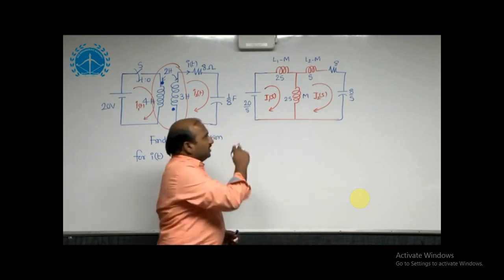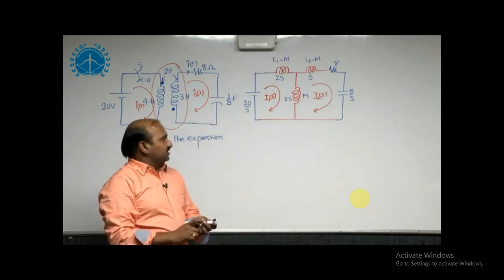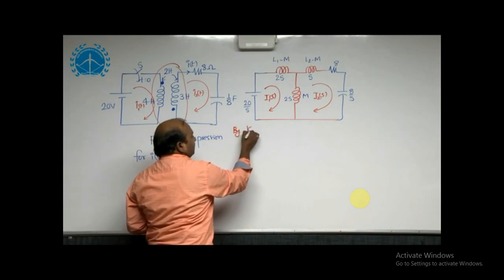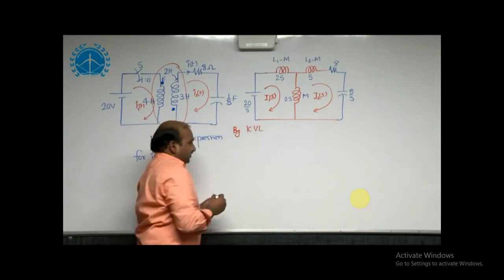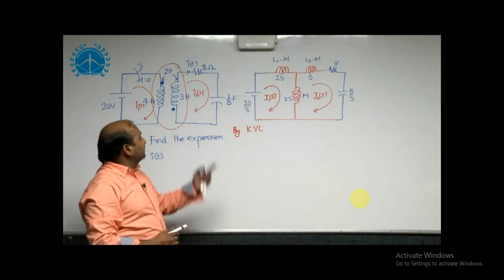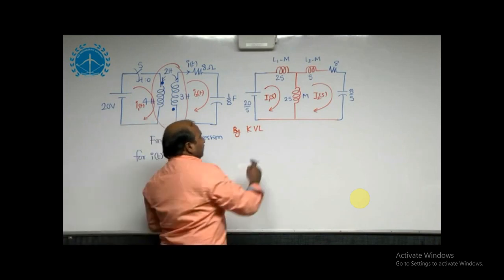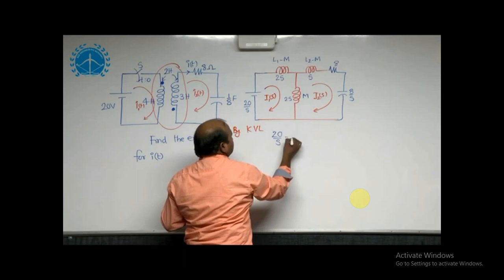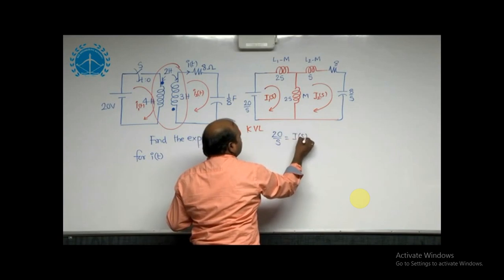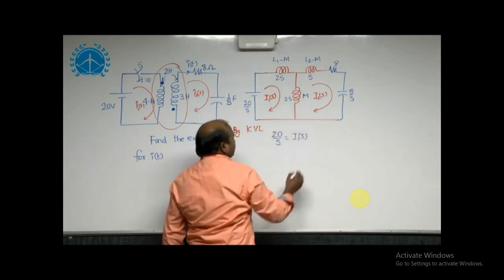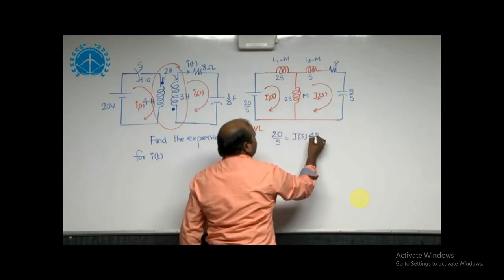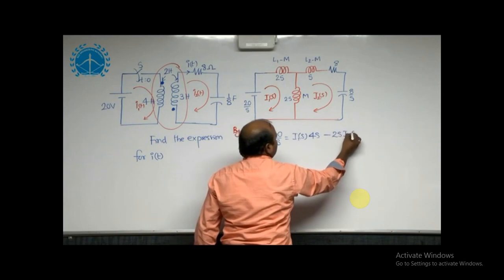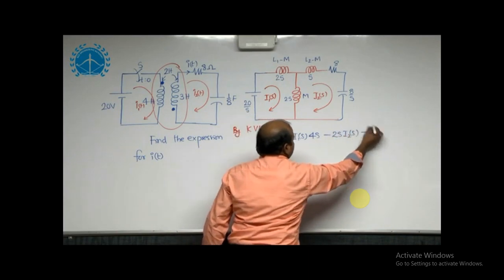Now I would like to apply KVL for the two closed paths, since our required value is I2 of S. By KVL for the first closed path, I can write 20 by S is equal to I1 of S into both these 2S and 2S, which is 4S, and I2 direction is minus, which is I2 of S into 2S. This is equation number 1.